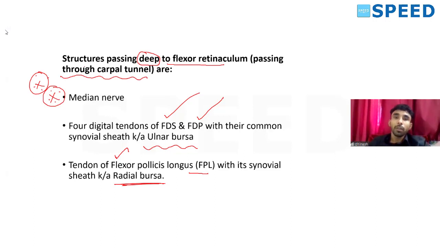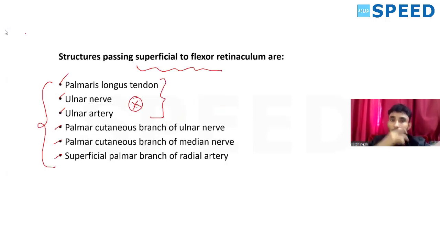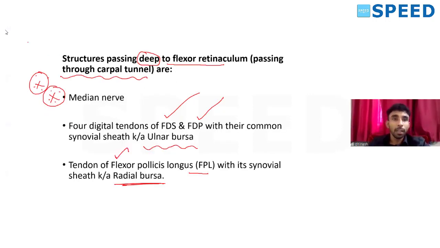Fine. So I hope you are clear about the structures passing superficial to the flexor retinaculum and the structures passing deep to the flexor retinaculum. So deep to the flexor retinaculum, we have only one nerve passing, 9 tendons, and 2 bursae, the ulnar bursa and the radial bursa.